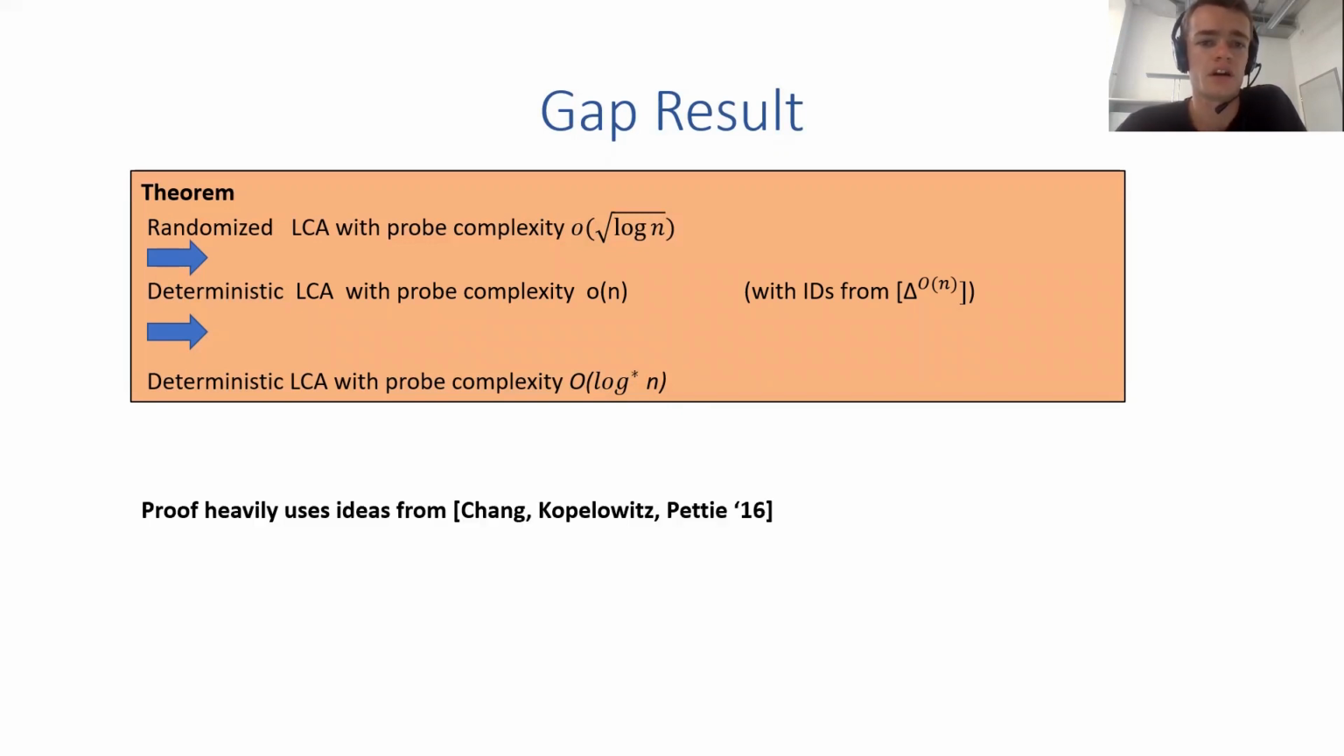In this talk, I'm just going to focus on the first arrow. I want to say that the proof heavily uses ideas from Chang, Kopelowitz, and Pettie. And later, we're going to see how we can extend these ideas to obtain an omega log n lower bound for the so-called Lovász local lemma.